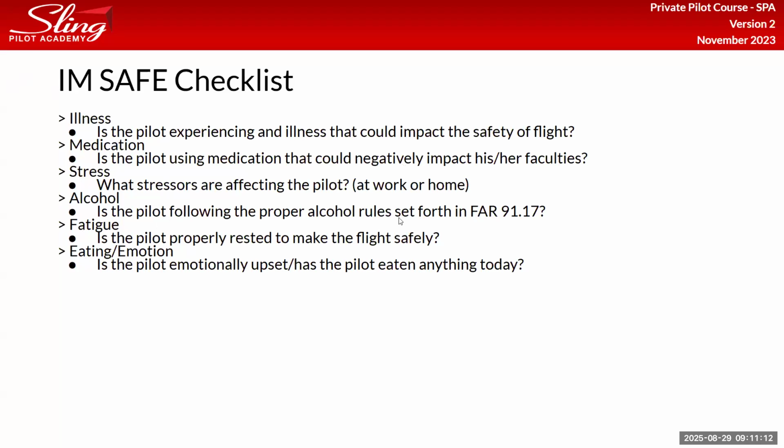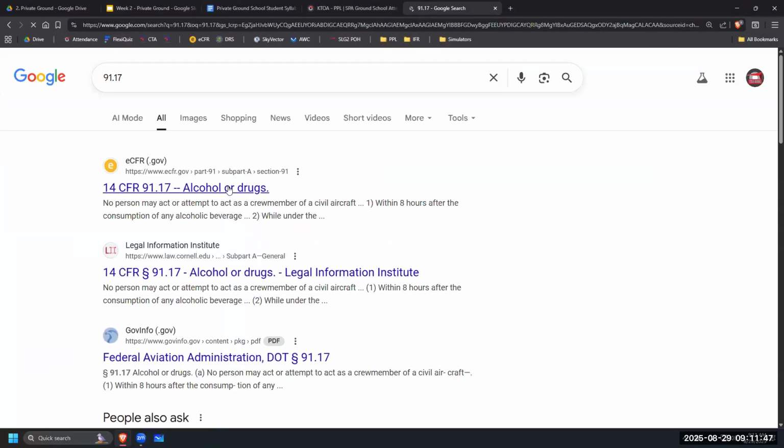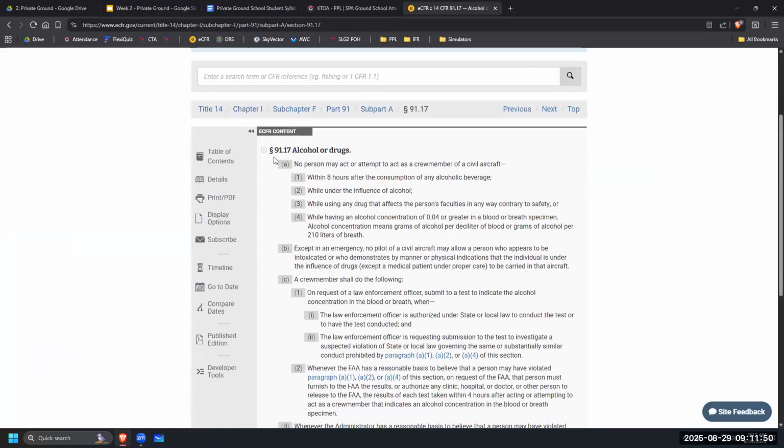Do we know what the alcohol rules are in 91.17? Do we know what our blood alcohol level is that we're allowed to be? It's 8, 8 bottle to throttle. Alcohol is anything under 0.0. Yes, you have to be under 0.04 blood alcohol level. Okay, 8 hours after the consumption of alcohol.